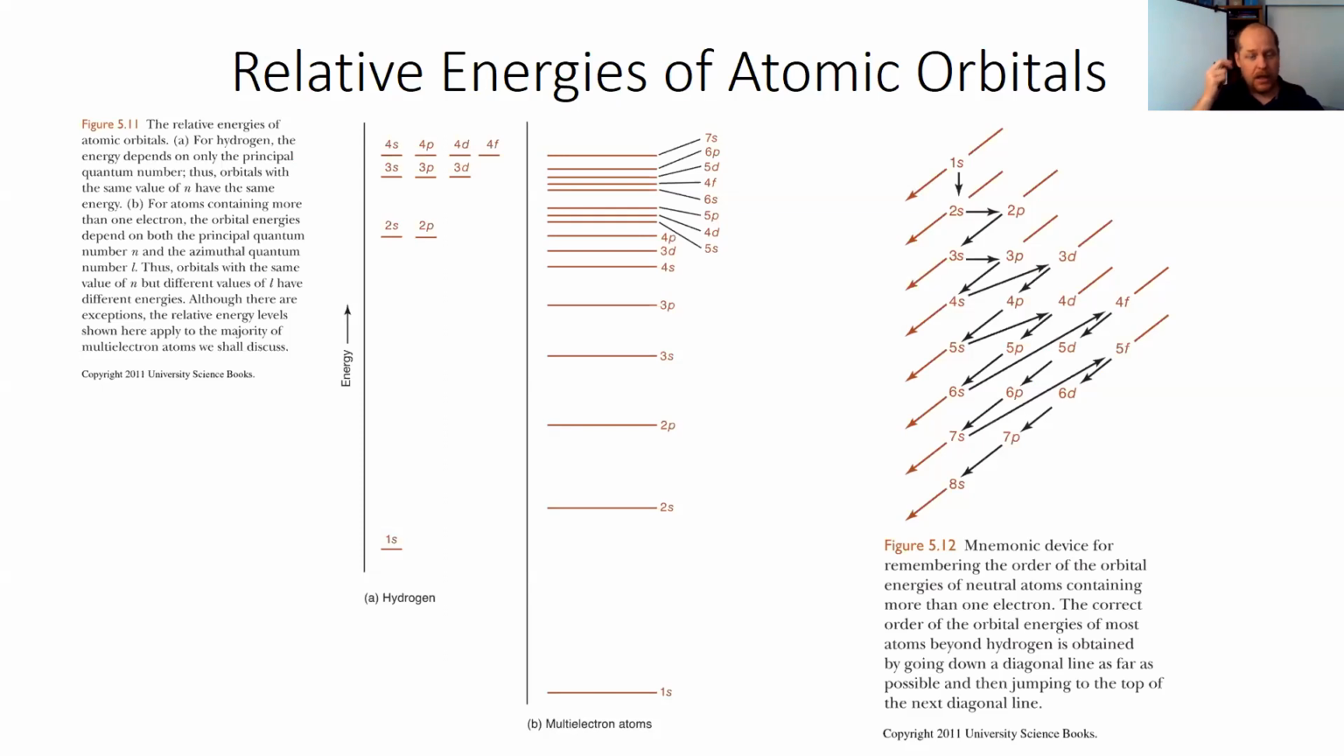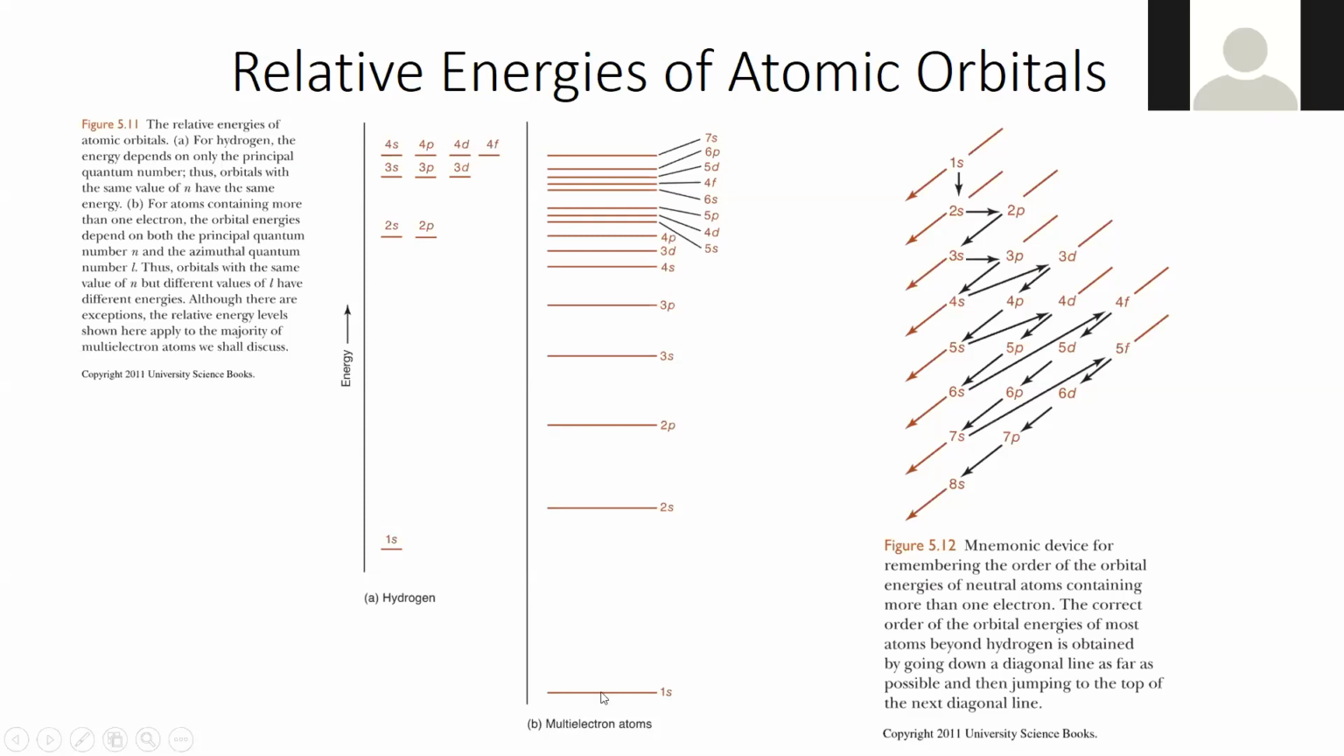Now, when it comes to multi-electron atoms, there are going to be some differences because multi-electron atoms are just more complex. And so what we'll see is the orbital energies, as you get to bigger and bigger atoms with more and more orbitals, you're going to have some differences. So the 2s and the 2p orbitals will not be the same energy because you're starting to populate these orbitals with more than just one electron.